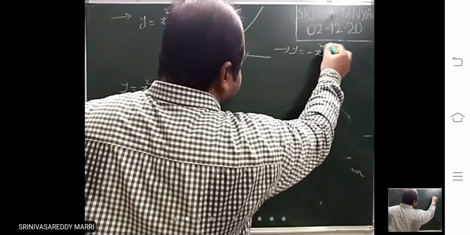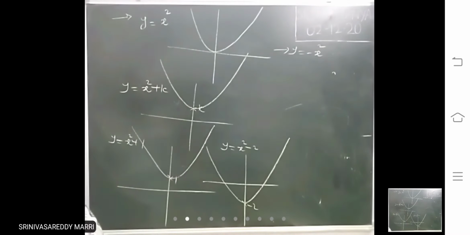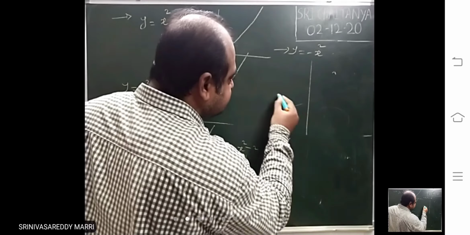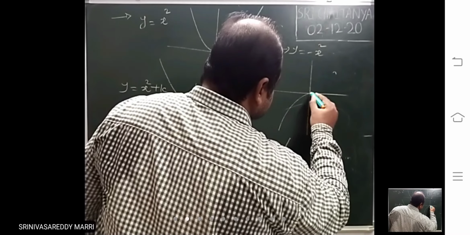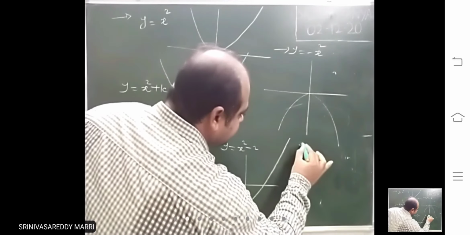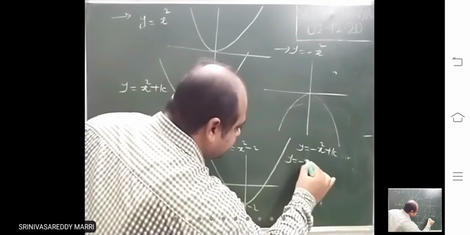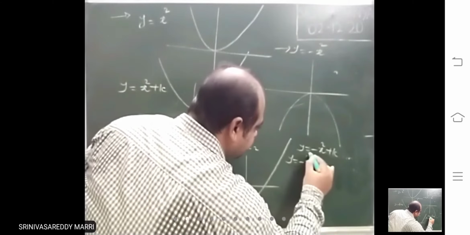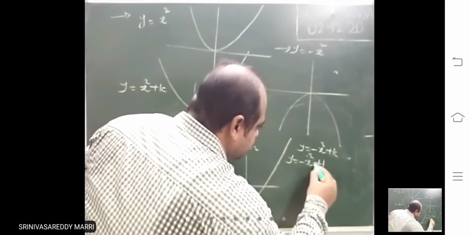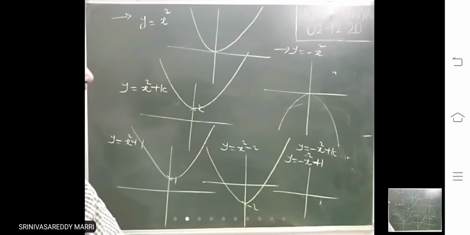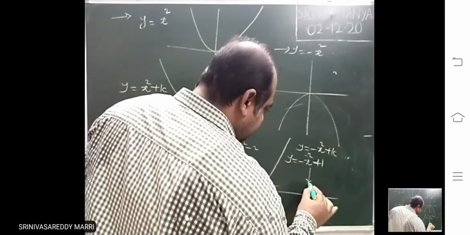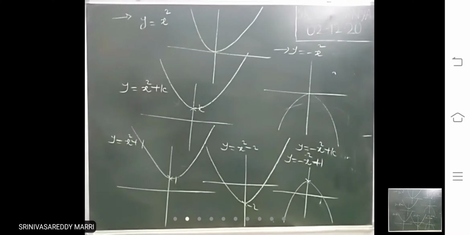Suppose y equal to minus x square is there. Look at minus x square. So minus x square will be down like this. Right? So y equal to minus x square plus a constant. Let us say y equal to minus x square plus 1. Mark that constant plus 1 and then down like this. So that is how to draw the graphs of basic parabolas. These few you remember while solving the problems.